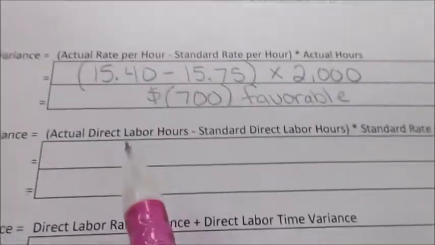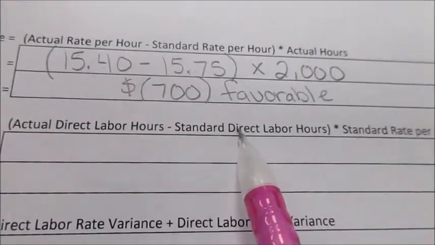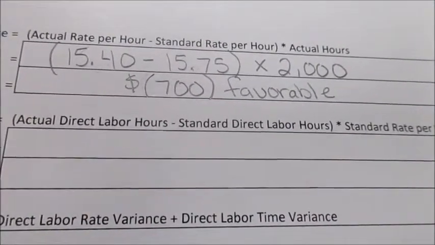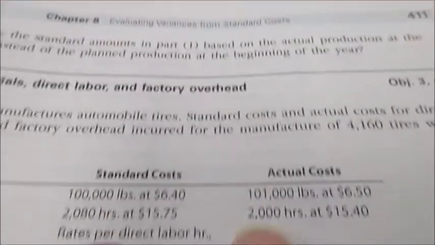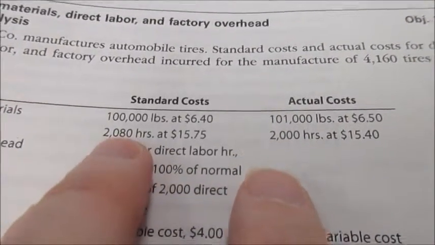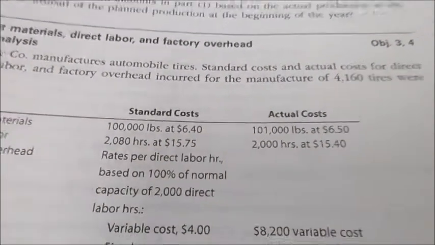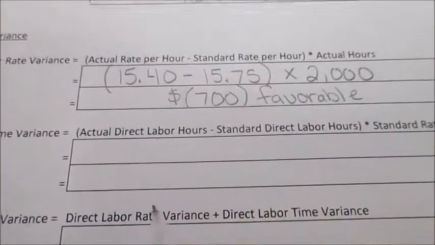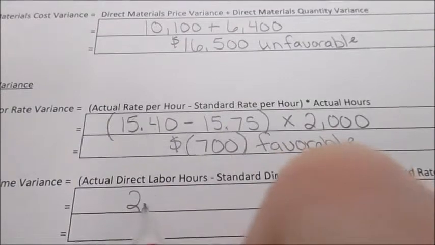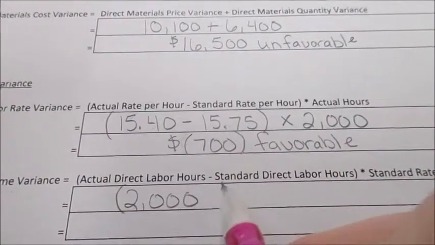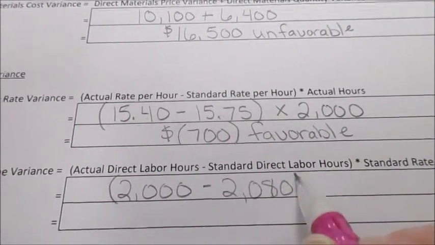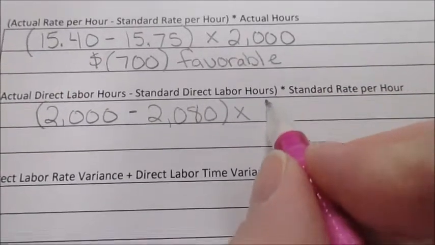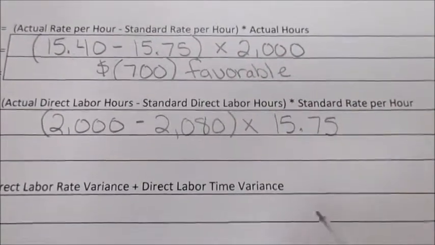Okay. The next one, we're going to look for the direct labor time variance. So the actual hours minus the standard hours times the standard rate per hour. Our actual hours, if we look at our textbook, was 2,000. We had budgeted 2,080, and our standard rate was $15.75. So our actual direct labor hours was 2,000, minus our standard labor hours, which was 2,080, and we multiply that times our standard rate of $15.75.